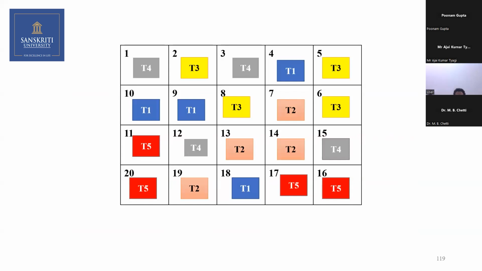First, you allot T1 anywhere, 5 times. It has gone randomly to the 4th plot, 9th plot, 10th plot, then the 18th plot. It has been repeated 4 times. Similarly, T2 has been allotted to the 7th plot, 13th plot, 14th plot, and 19th plot. T3 has been allotted to the 2nd plot, 5th plot, 8th plot, 6th plot. T5 to the 11th plot, 20th plot, 17th, and 16th plot. It can go anywhere because all the plots, the units, are homogeneous. It is repeated 4 times.